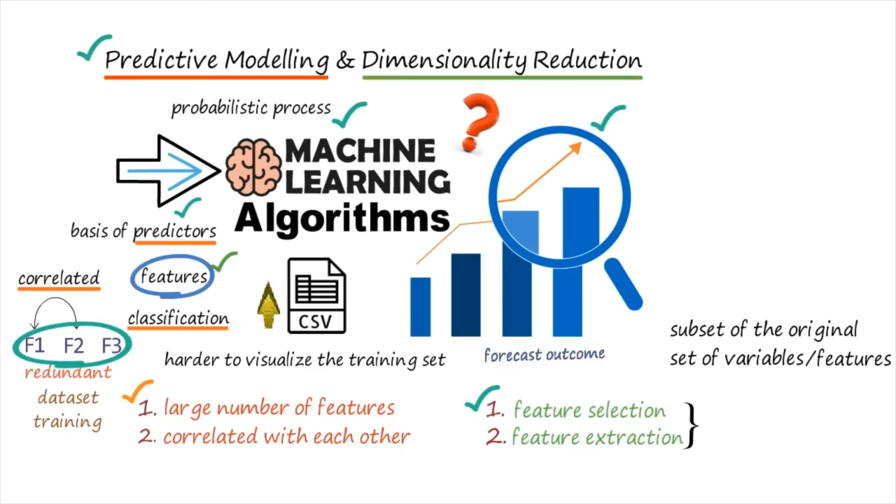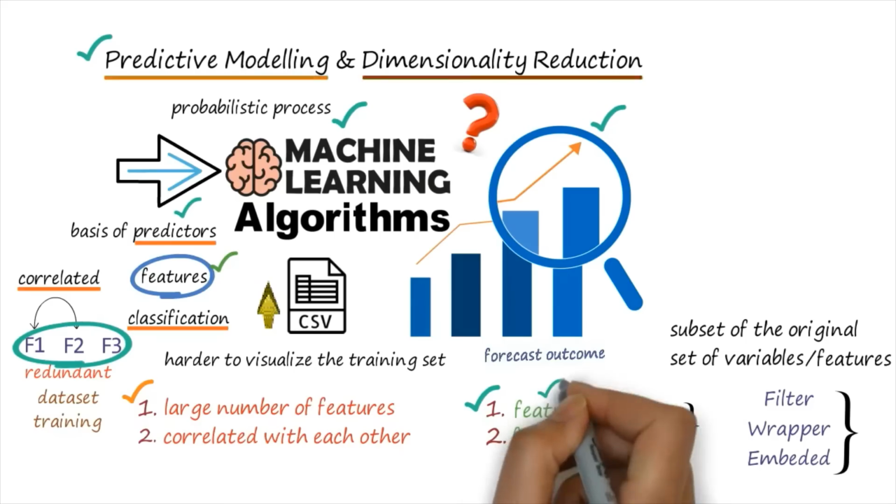So to get a smaller subset which can be used to model in order to perform some activity, we usually use three techniques. One is known as the filter technique. The second technique is known as the wrapper technique. And the third technique is known as the embedded technique. So these are the three techniques. They are used to select features.